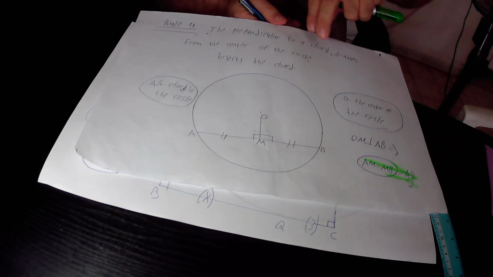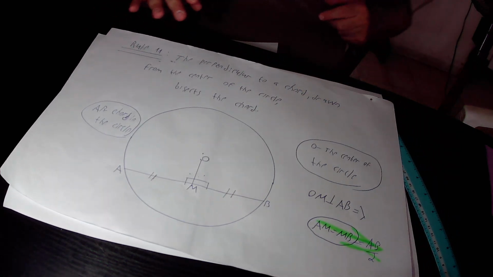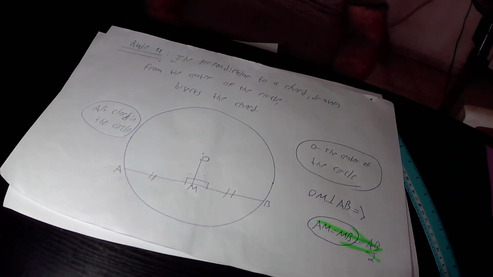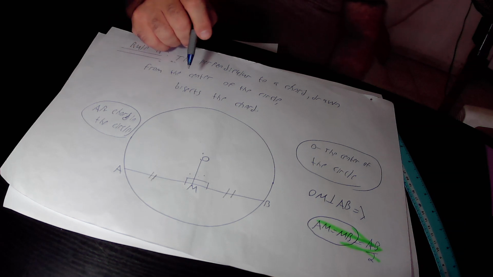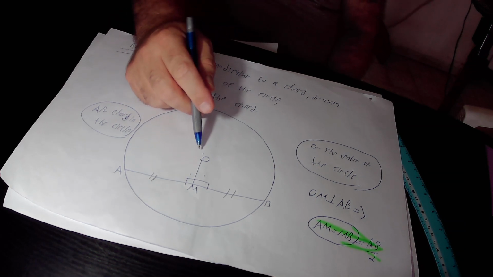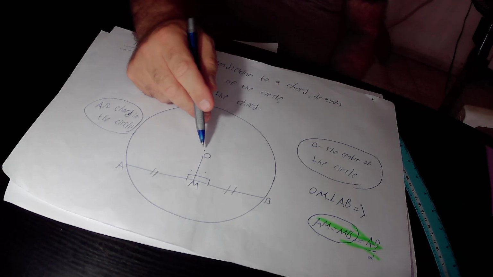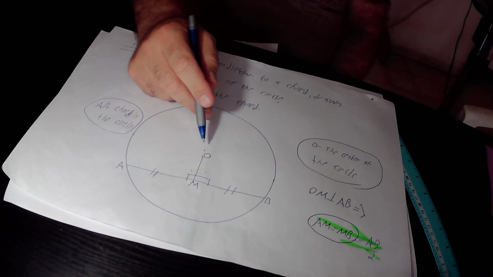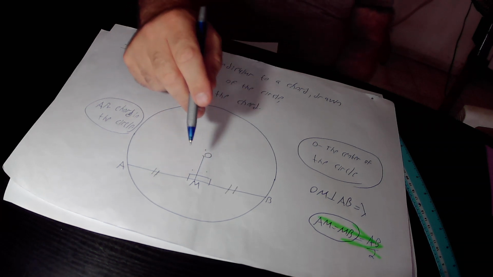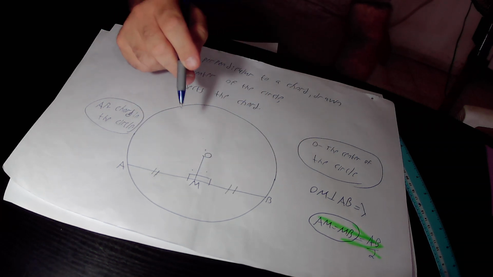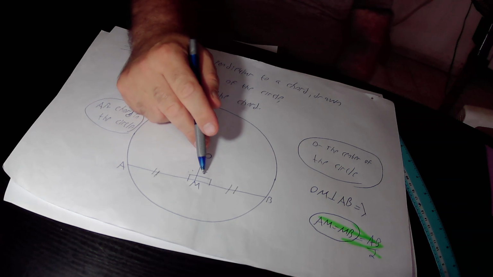So according to rule 11, the perpendicular to a chord drawn from the center of the circle bisects the chord. So in the drawing we have a circle. This is point O, that is the center of the circle. From point O, we draw perpendicular OM on chord AB. So this angle equals 90 degrees, and this angle also equals 90 degrees according to our construction.